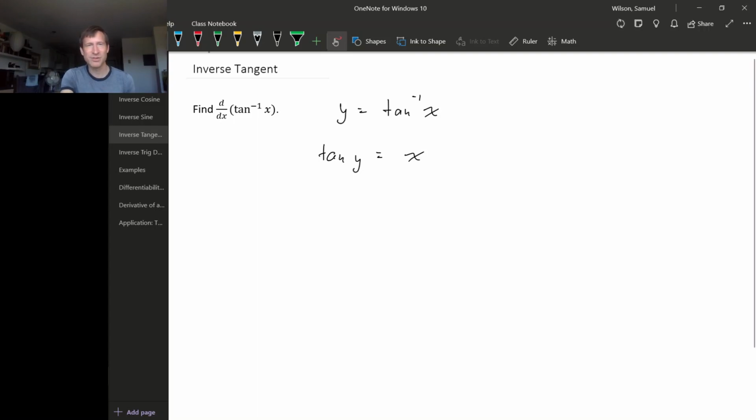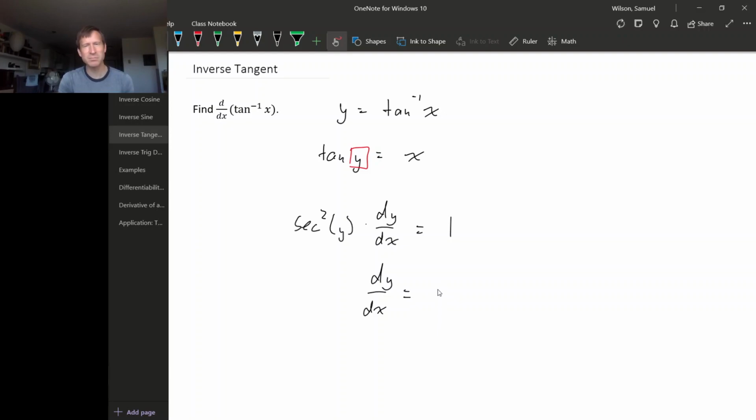Now remember, we have to do a chain rule again. And the derivative of tangent is secant squared. So secant squared y times the derivative of y, which is dy/dx, equals the derivative of x with respect to x, but that's 1. And now we can solve for dy/dx. We get 1 over secant squared, but that's cosine squared. So cosine squared y.